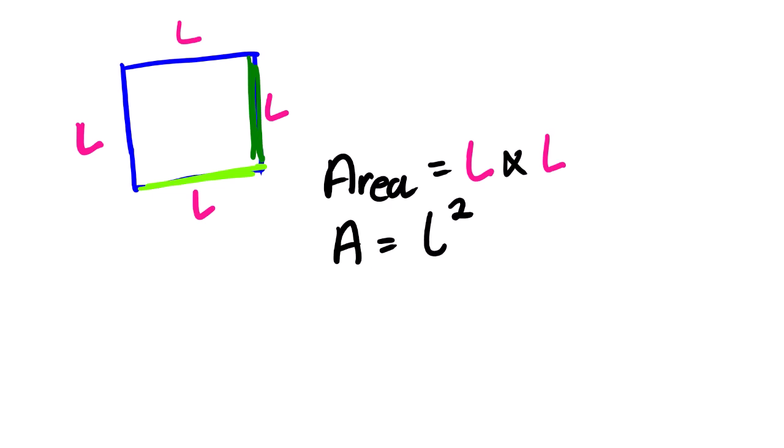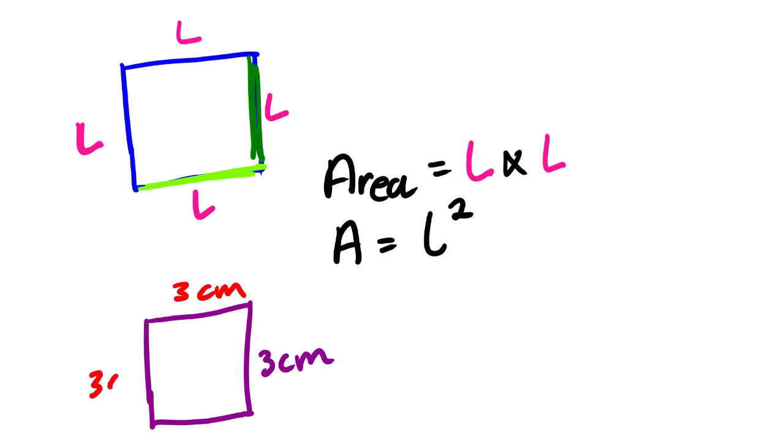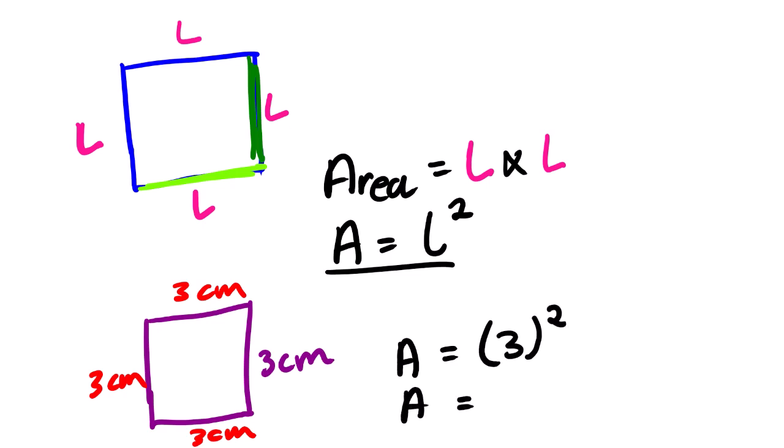Let us quickly go through a general example. Suppose we are given a square which one of the sides is 3 centimeters. Due to the properties of a square, all the sides are equal, so we know that this side is also 3 centimeters, 3 centimeters, 3 centimeters. Now the equation to calculate the area is A equals L squared, so A is equal to 3 squared. A is equal to 9 centimeters squared.